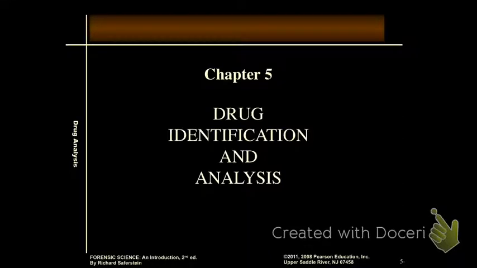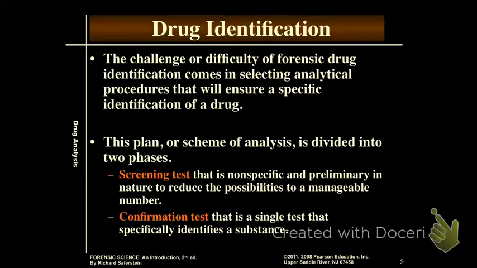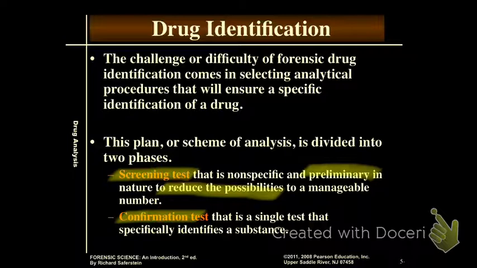This next topic is Chapter 5, Drug Identification and Analysis. The challenge with drug identification is trying to figure out what kind of a test to use to identify a particular drug. So there's two phases to it. The first is a screening test. It's preliminary and it reduces the possibilities. And then you have a confirmation test that will come after that that specifically identifies a substance.